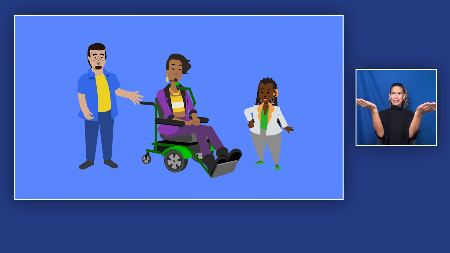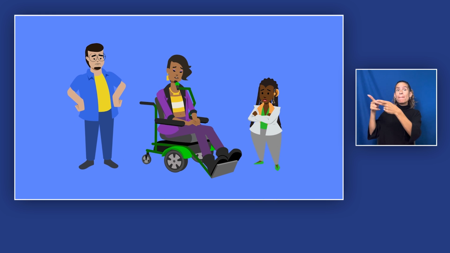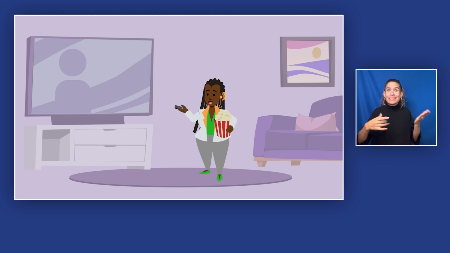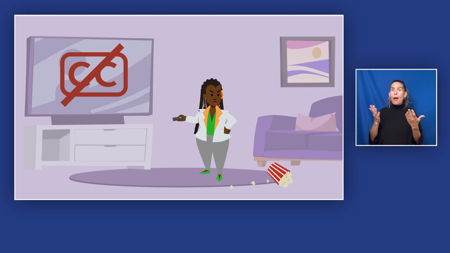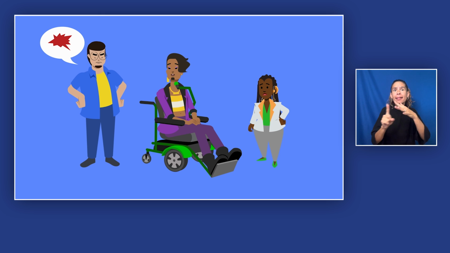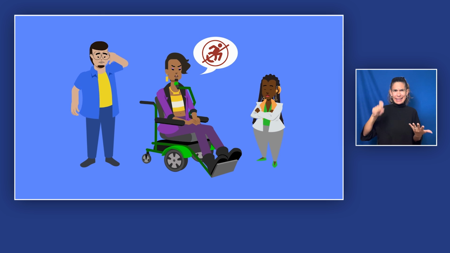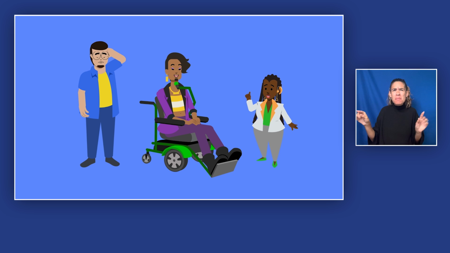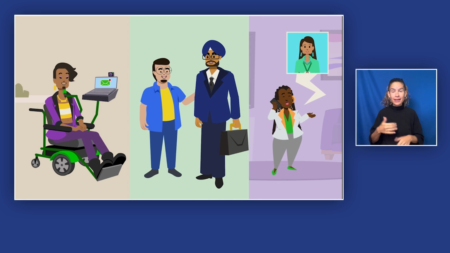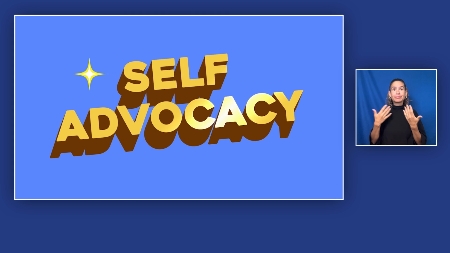People with disabilities face a lot of barriers. Whether it's because places we want to go aren't accessible, we can't get the resources or technology we need, our rights are not being respected, or some other kind of problem. We know what we need and want better than anyone else, so it's important to let people know what our needs are. That's called self-advocacy.